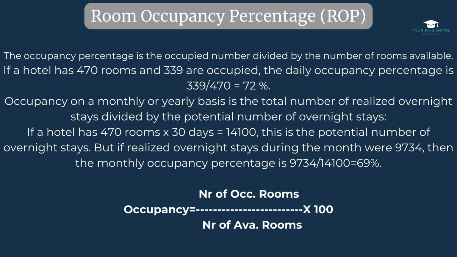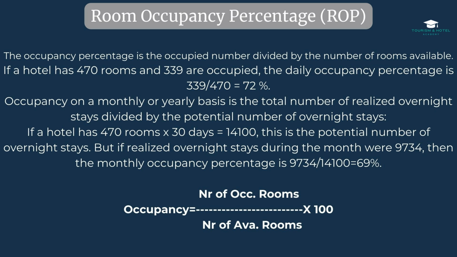If a hotel has 470 rooms and 339 are occupied, the daily occupancy percentage is 339 divided by 470, which equals 72%. Occupancy on a monthly or yearly basis is the total number of realized overnight stays divided by the potential number of overnight stays.